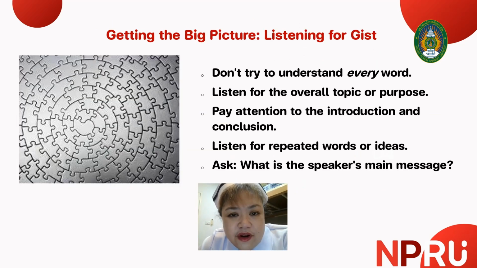When listening for the first time, aim for the gist or main idea. Don't panic if you miss some words. Focus on the overall message. The introduction and conclusion often state the main points, and repeated words are usually important.